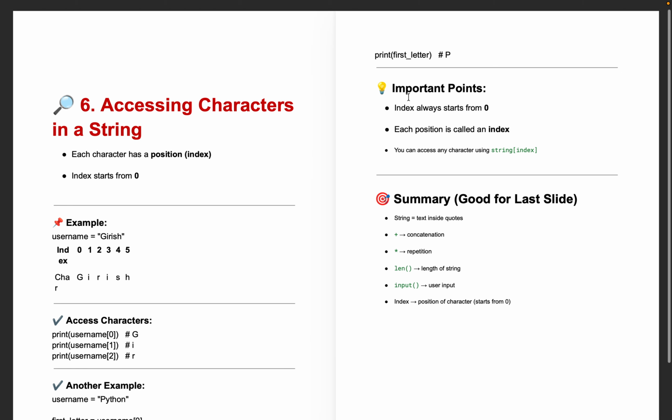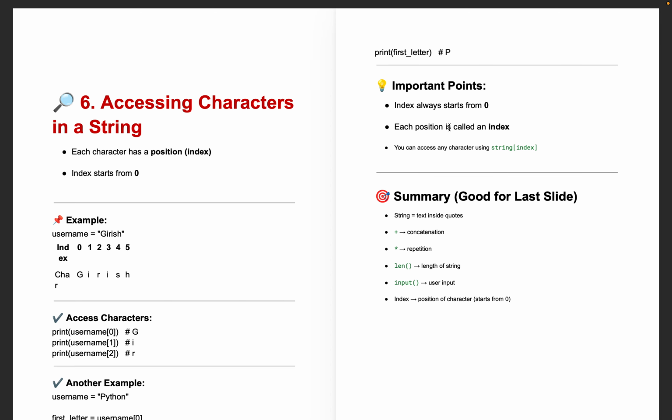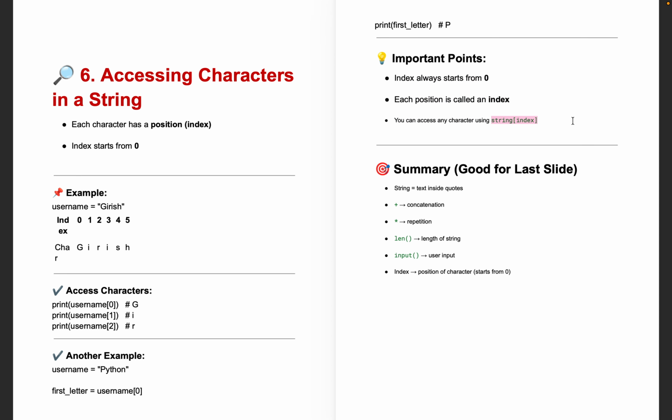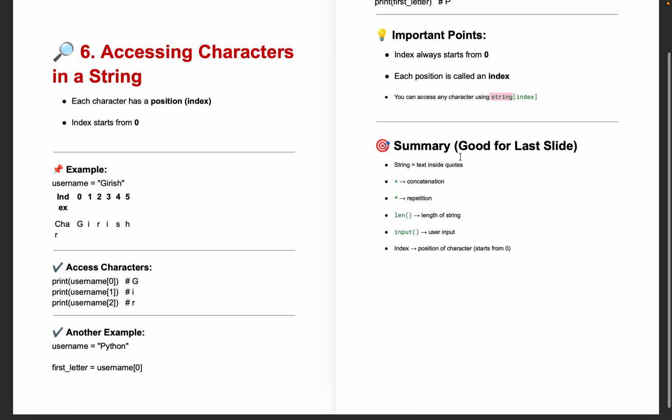So the summary of this video will be: index always starts from 0. Remember these things. Each position is called an index. You can access any character using the string index, like a[index]. In this, you put a value, and here you write any variable. Okay, in this video we learned about string: text inside quotes, plus concatenation, repetition, length of string, input.